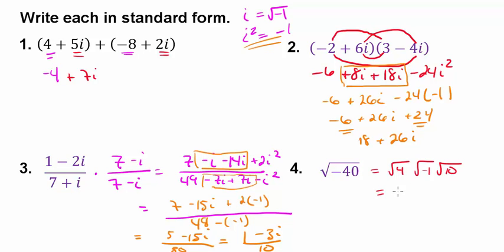Now the reason I brought out the 4 is because it is a perfect square, so when I square root it, I get a 2. We know something about the square root of negative 1, and that comes from what we talked about earlier, that the square root of negative 1 is considered i. So now it's 2i. And then we have what's left, which is square root of 10, and that's our final answer.